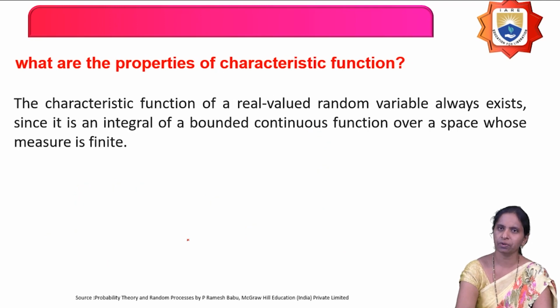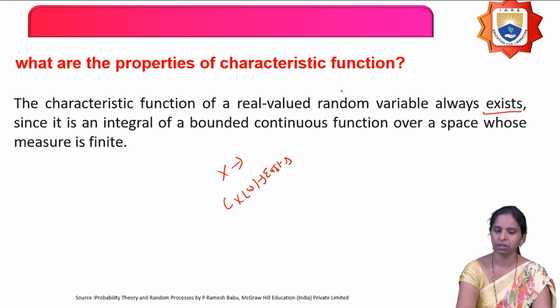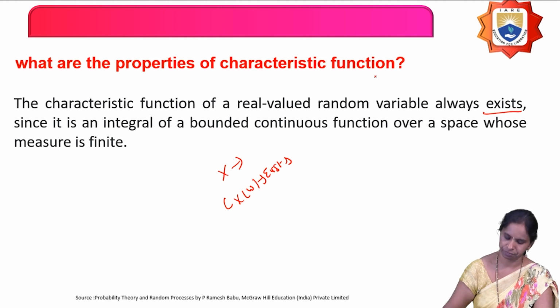Next, what are the properties of the characteristic function? The characteristic function of any real valued random variable always exists. That is the first property of the characteristic function. If you take any random variable, then its characteristic function will always exist if its Fourier transform exists. So this is the property of the characteristic function.